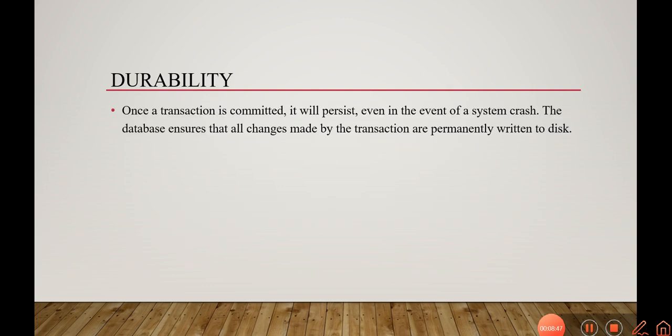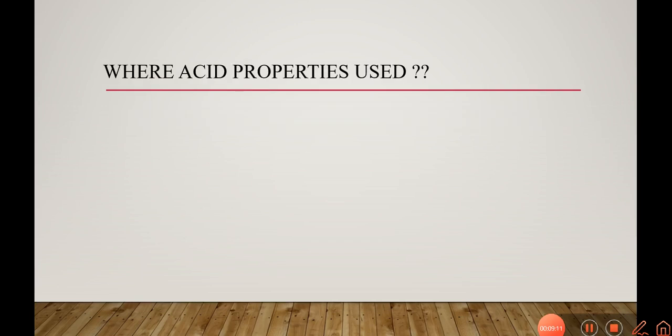So that is nothing but durability. Once the transaction is committed, it will persist, even in the event of any system crash. Once the transaction is done, meaning committed, there is no chance of any rollback. Transaction is done means it's done, completed. The database ensures that all the changes made by the transaction are permanently written to disk. That's it, that's durability.